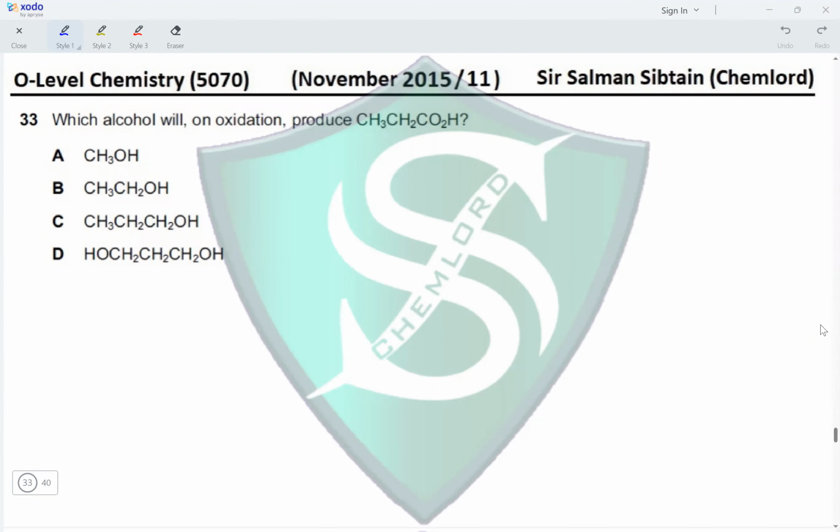And in D, we've got propane-1,3-diol. We do not have a dioic acid being produced. We only have a propanoic acid being produced. That means the alcohol that was used to produce this carboxylic acid contained only one OH group and not two OH groups. So this eliminates option A, B, and D, making option C the correct option for this question.